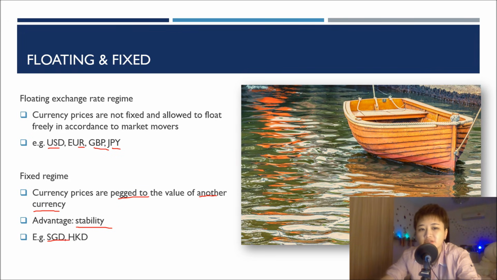For example, SGD and Hong Kong dollar. Now SGD, Singapore dollar, it is weighted against a basket of many different currencies. They don't want people to speculate on SGD. And even though Chinese yuan is pegged to USD, it doesn't mean that the price doesn't move at all. It is pegged at a crawling rate, which means that it is not fixed at a certain rate. Okay, if you want me to do a detailed video on this, let me know. And the downside of having a fixed regime is that it is quite expensive for countries to maintain a fixed regime, as compared to if the currency is adopting a floating rate regime.